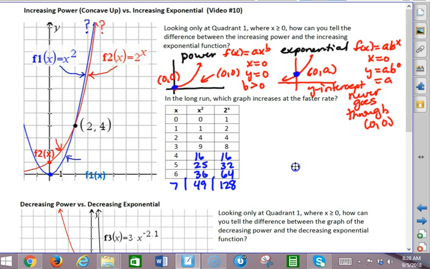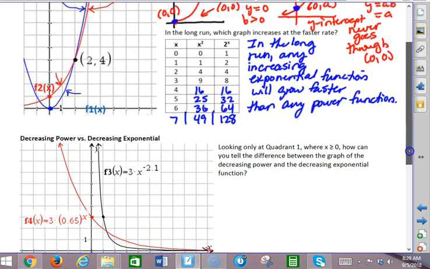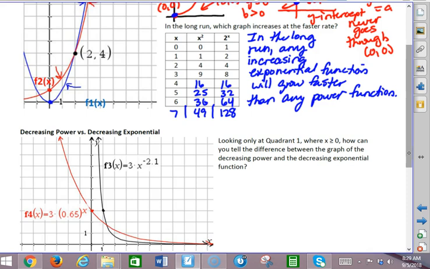So in the long run, any increasing exponential function will grow faster than any power function. You often hear this in casual terms when some people are talking about how fast something's growing, they say it's growing exponentially. That's because exponential growth does grow very quickly.